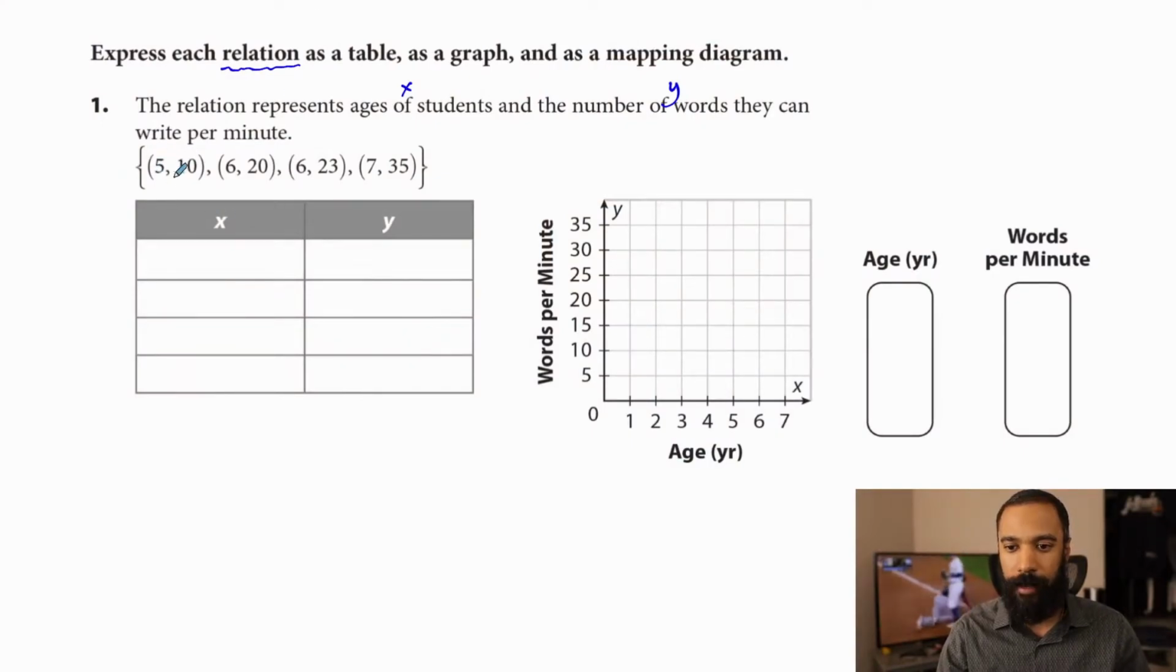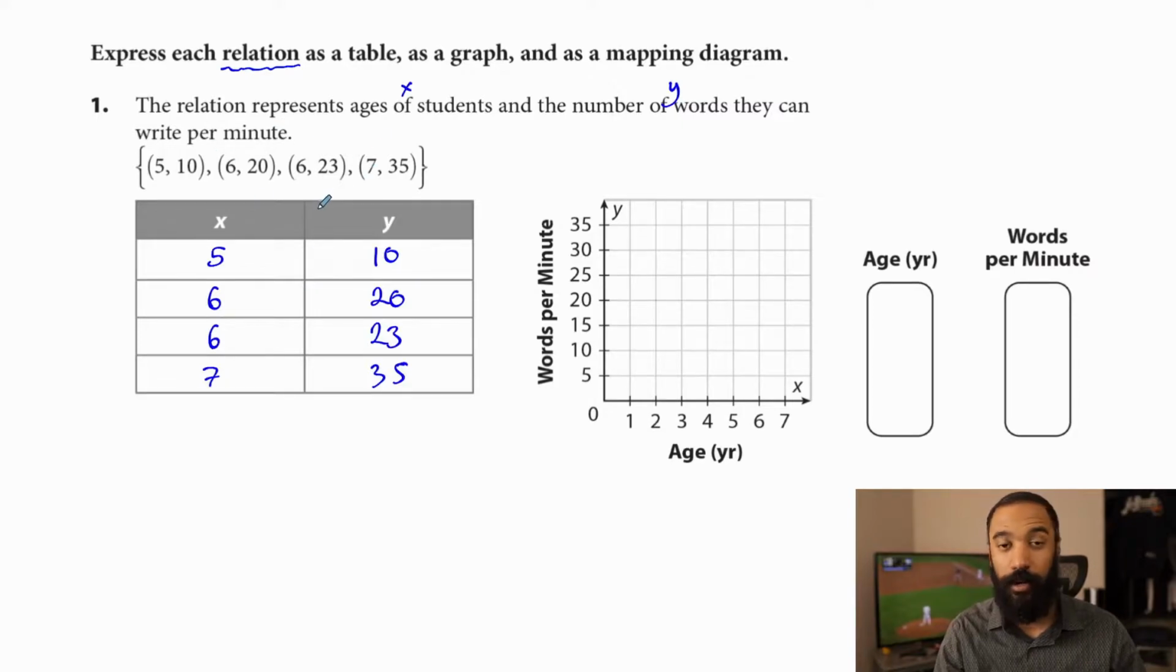So 5, 10 gives me that XY coordinate pair. I'm gonna go ahead and write that in the table. 6, 20 is right here, 6, 23, and then 7, 35. There's one way you can represent an ordered pair just like that, or that relation, the relation of ordered pairs.